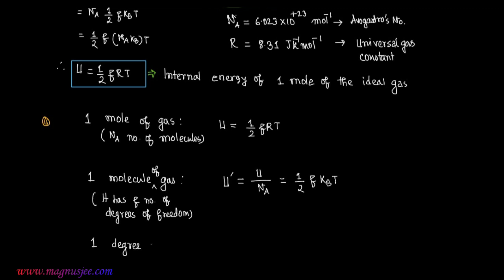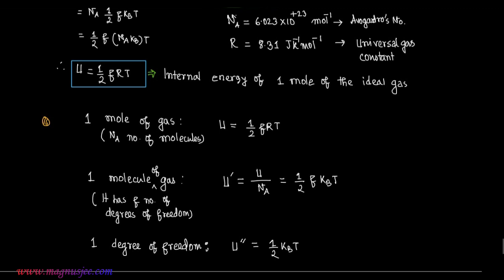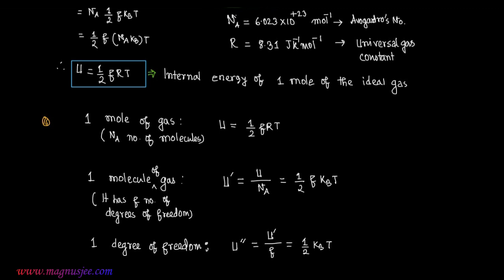Now, for 1 degree of freedom, internal energy will be U double prime, that will be half kT. U double prime is equal to half kT, that means U prime by f is equal to half kT, which is the internal energy in each degree of freedom. We get the amount of internal energy for 1 mole of gas, for 1 molecule of gas, and for 1 degree of freedom.